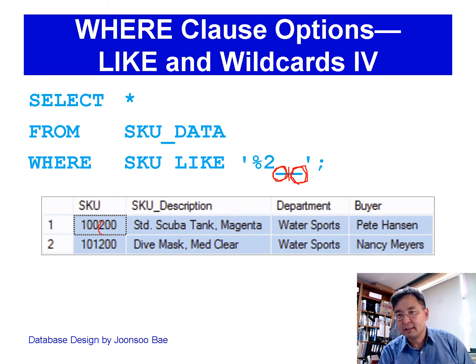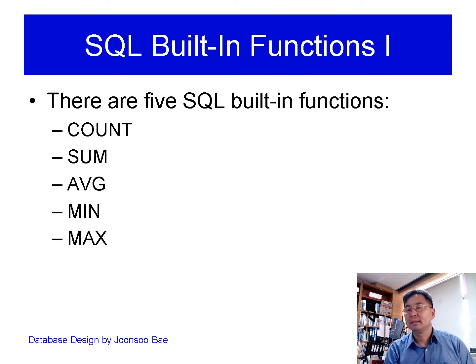'2' is here, and the following two characters, 1 1 1 1. Okay, and the preceding data does not matter here. Anything is okay in here. So this data will be searched as the result of these examples here.